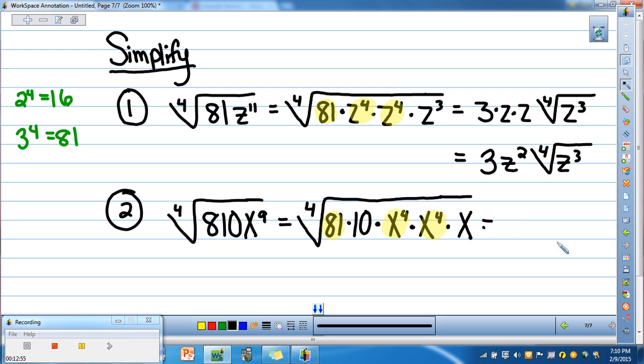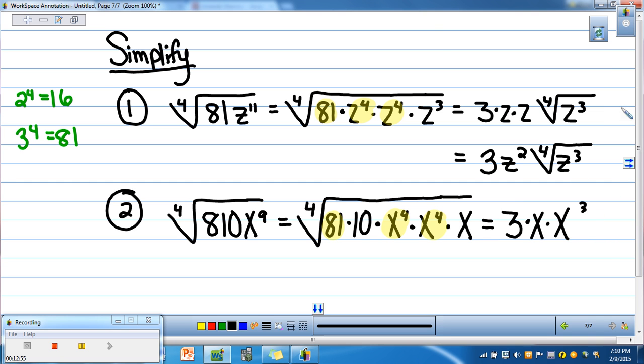So the 4th root of 81 is 3. The 4th root of x to the 4th is x. Another 4th root of x to the 4th is x. And we're left, oops, not the cubed root, we're left with the 4th root of 10x on the inside. Altogether, 3x squared, fourth root of 10x.